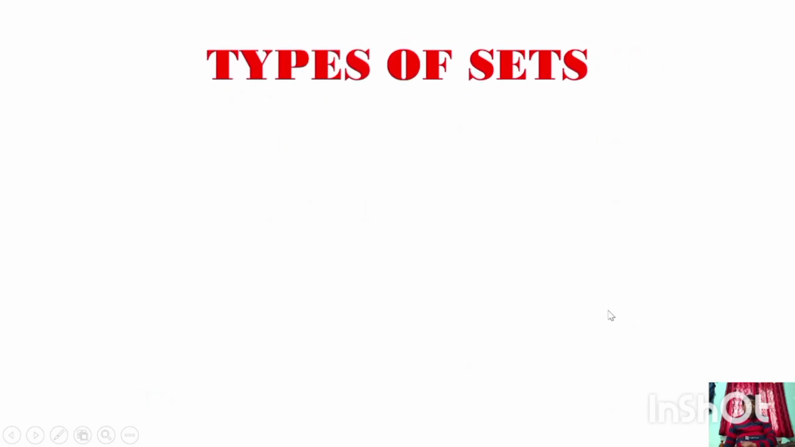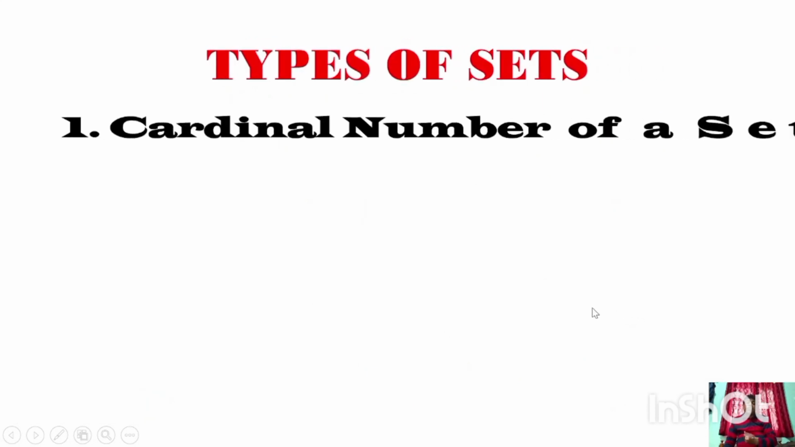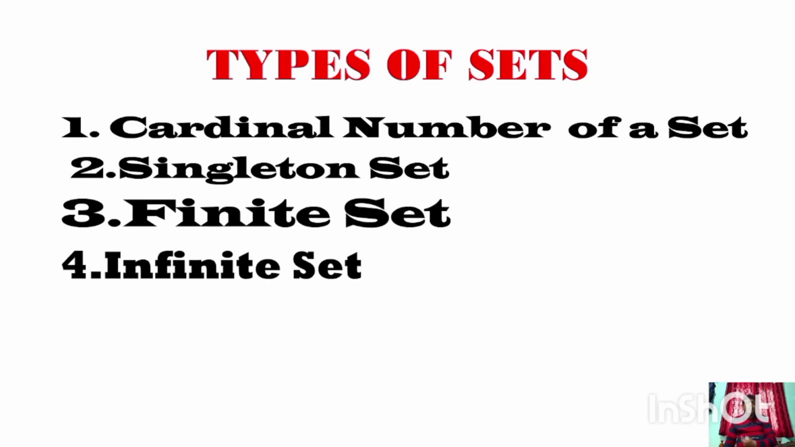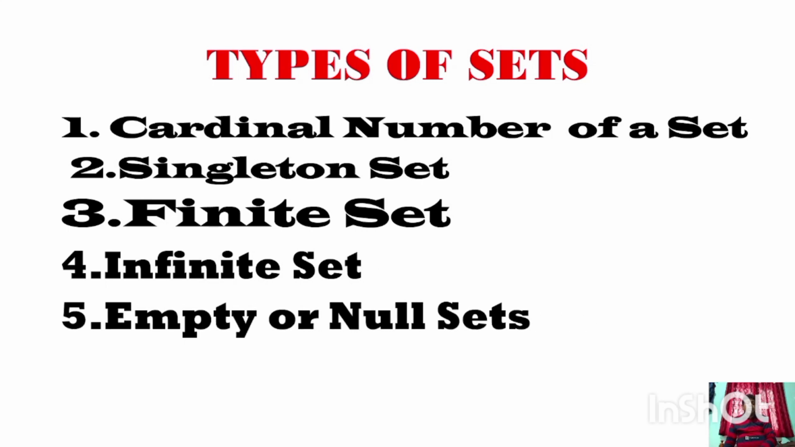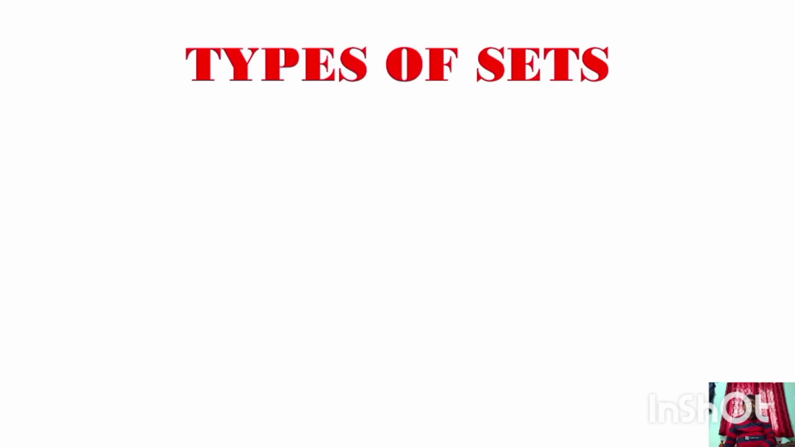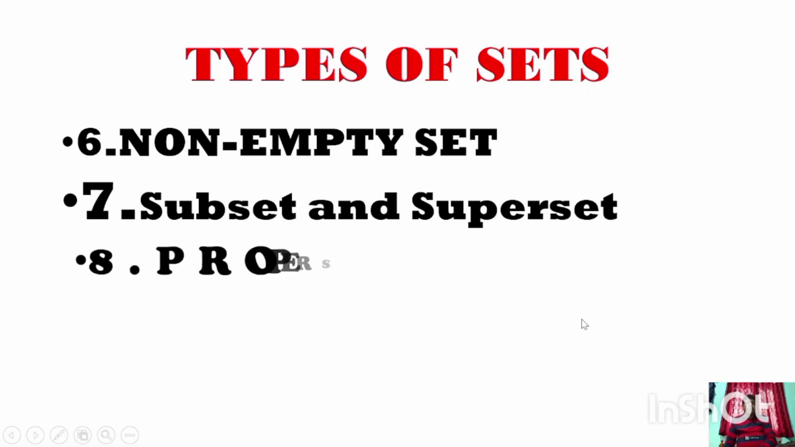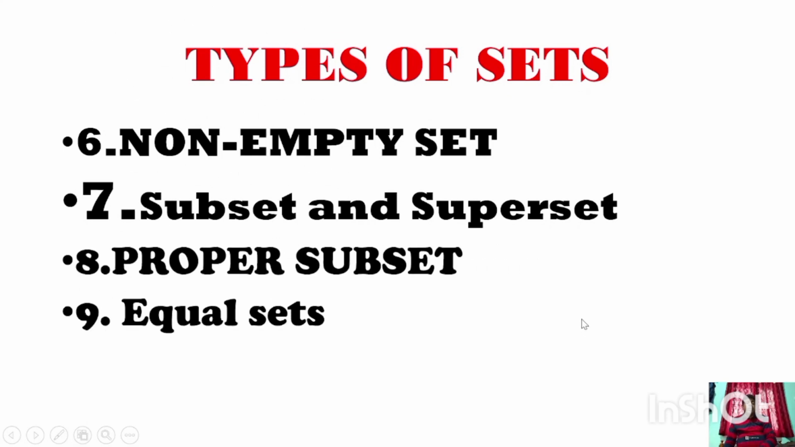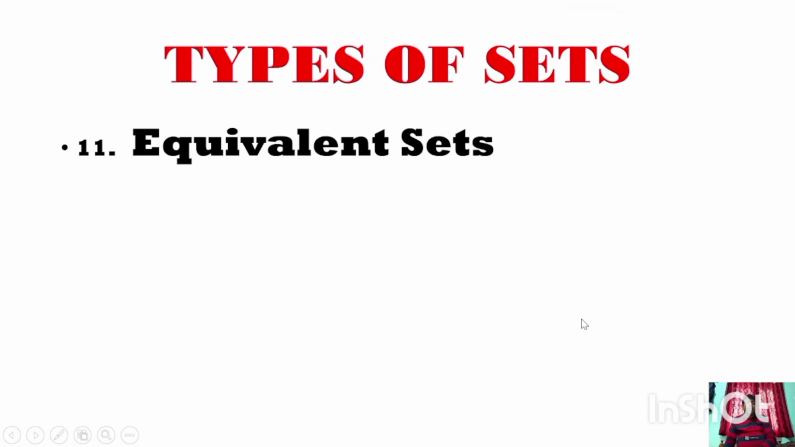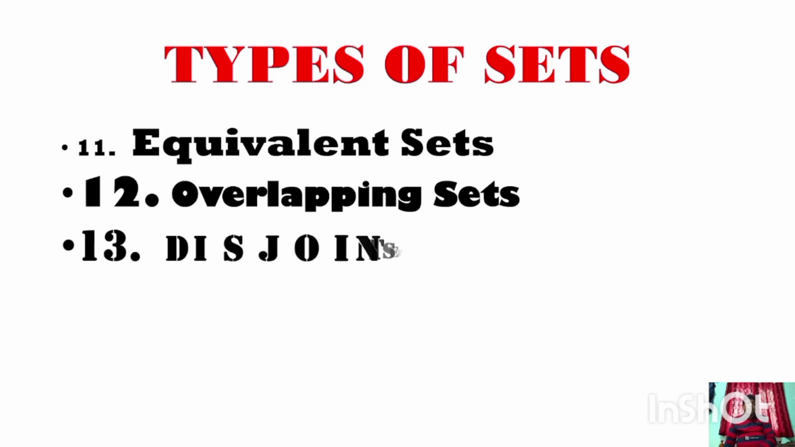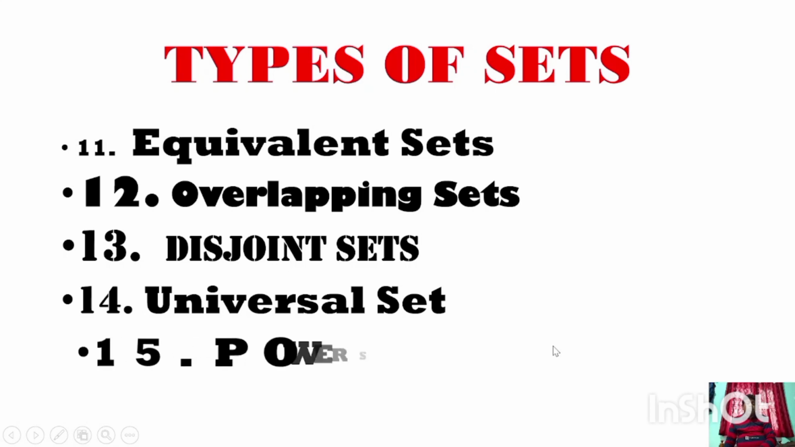In this class I am going to discuss the types of set, in the following points. These are the different kinds of sets: cardinal number of sets, singleton set, finite set, infinite set, empty set or null set or void set, non-empty sets, subset and superset, proper subset, equal sets, unequal sets, equivalent sets, which is another important concept, overlapping sets, disjoint sets, universal sets, and power set.